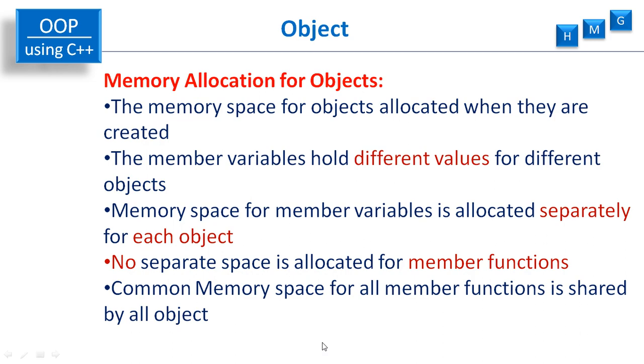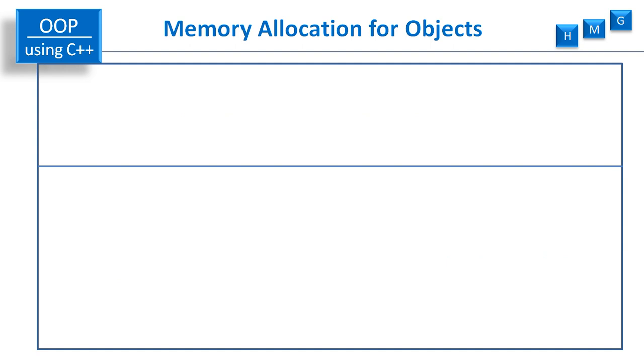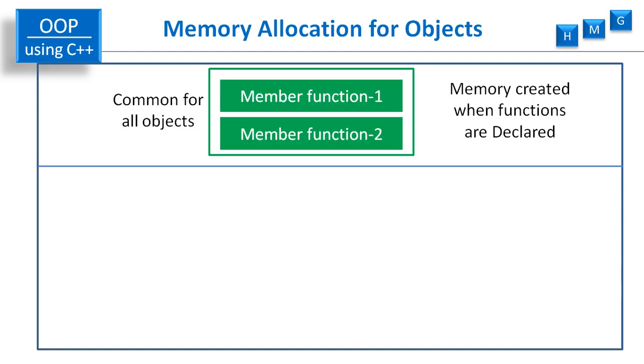Let us understand with the help of a diagram or a figure. So here see member function 1 and member function 2. These member functions are created when functions are declared in a class, and once these member functions are created, they are common for all objects. You may create one object, you may create n number of objects. The memory for these member functions will be common for all objects.